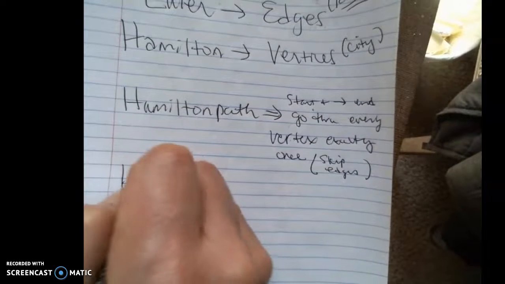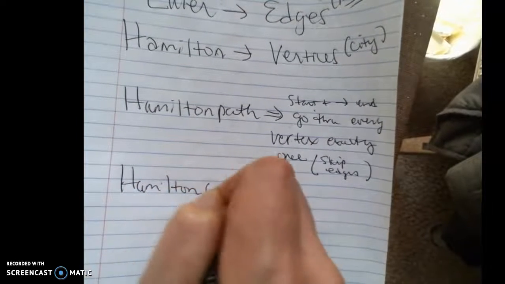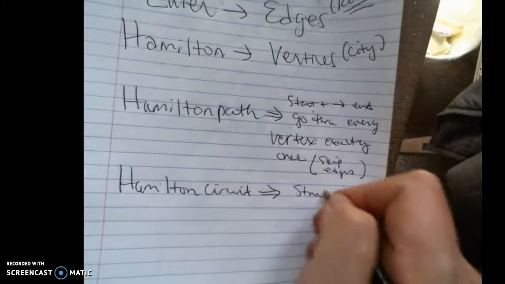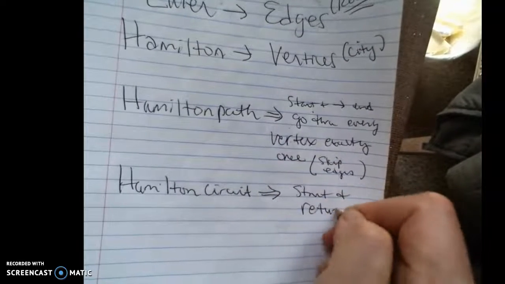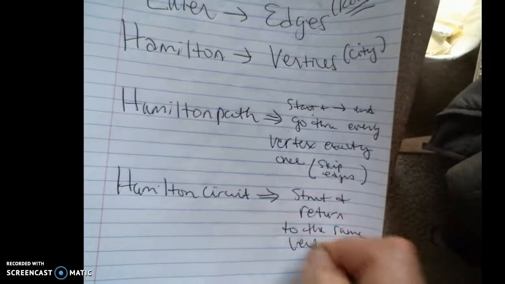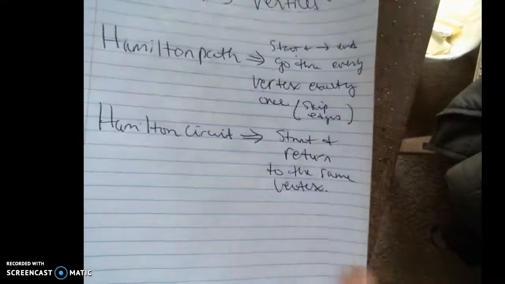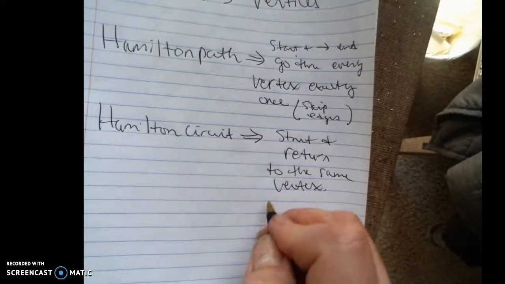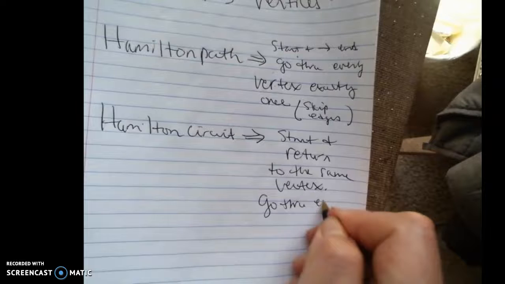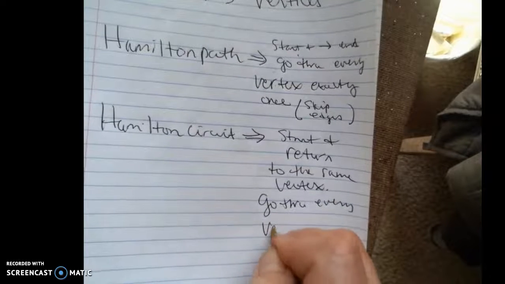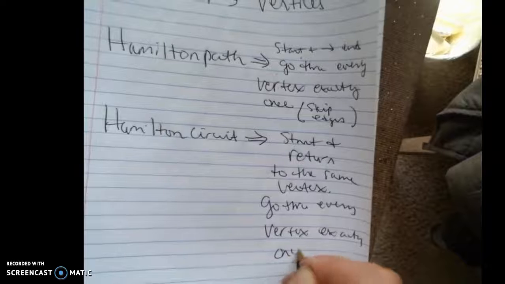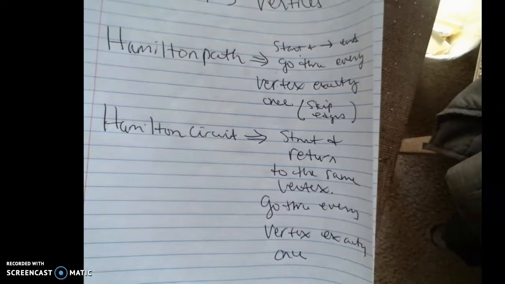Okay, and then a Hamilton circuit is, you have to start and return to the same vertex. And again, same as a path, you have to go through every vertex once, only once. So go through every vertex exactly once. But then you have to get back to where you started from, okay?